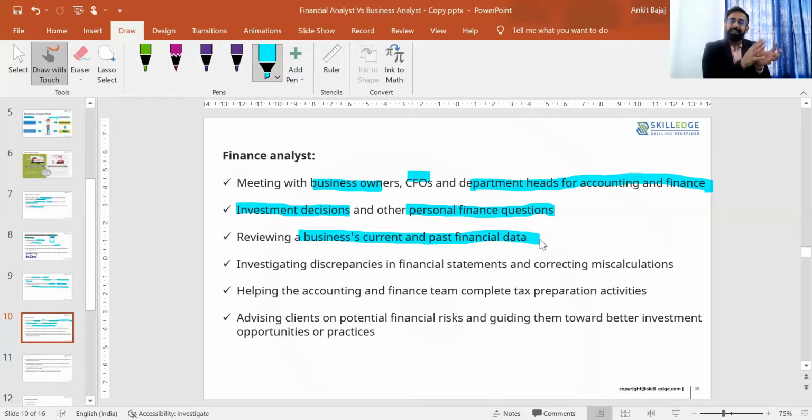Right, so what they do, they check the past year performance of the company and they try to compare the past year performance with the current year performance, and they suggest how management can improve and how they can reduce their cost. Then investigating discrepancies in financial statements and correcting miscalculations. They also review the financial statement of the organization.